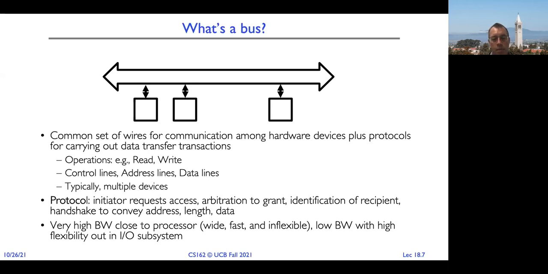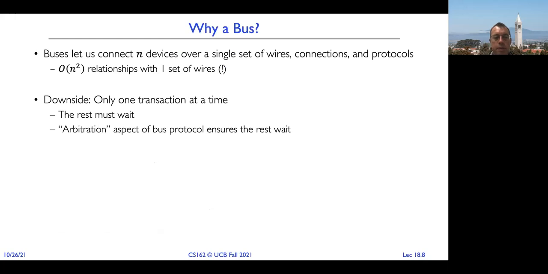And of course, the devices here are, remember, very different in speed. The devices which are close to the processor, like memory, are very, very fast. The ones which are very remote are much slower, say keyboard or printer. So now, why a bus?